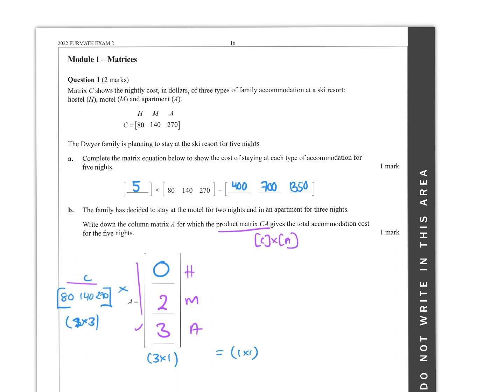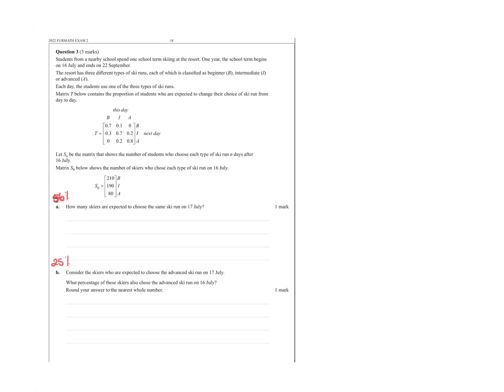Just write it down on your paper. Question 3. Students from a nearby school spend 1 term skiing at a resort. One year, the school term begins on the 16th of July and ends on the 22nd of September. The resort has 3 different types of ski runs: beginner, intermediate, advanced.